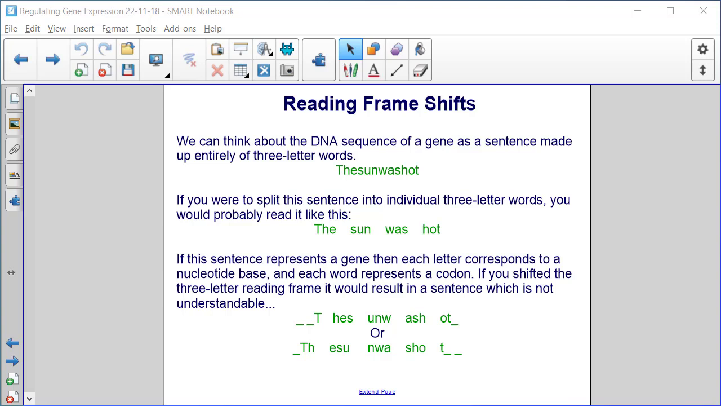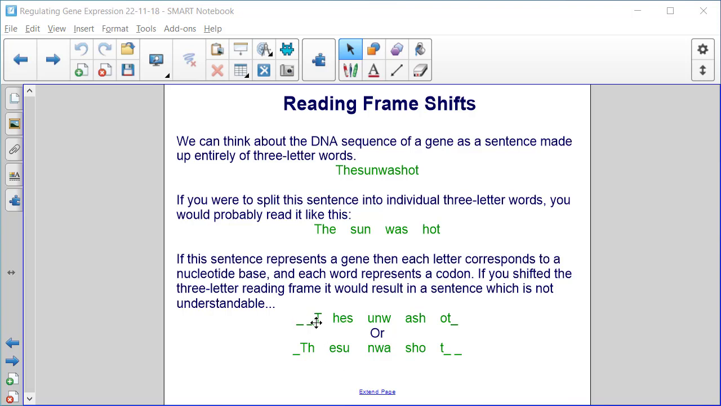We can think about the DNA sequence of a gene as a sentence made up entirely of 3-letter words. So we have this sequence here that if I split it up into the sentence of individual 3-letter words, I would read, "The sun was hot." So what is a reading frame shift? If this sentence represents a gene, then each letter corresponds to a nucleotide base and each word represents a codon. If you shifted the 3-letter reading frame, it would result in a sentence which is not understandable.